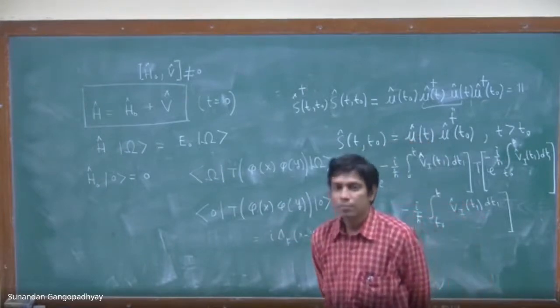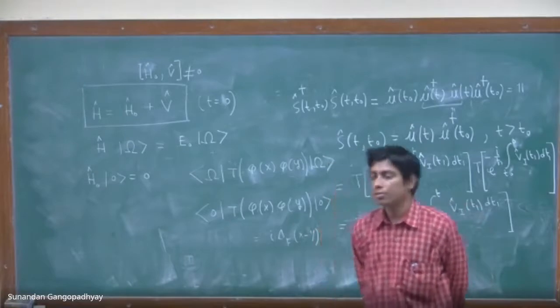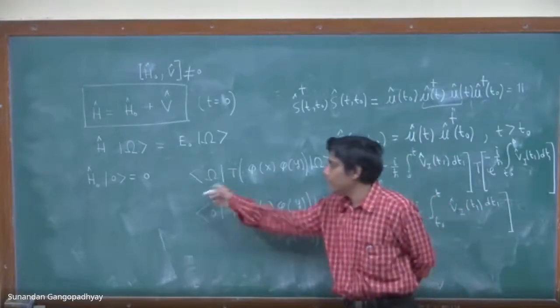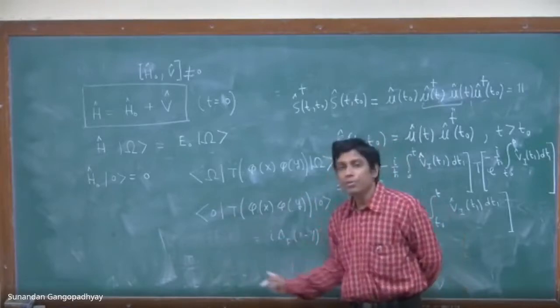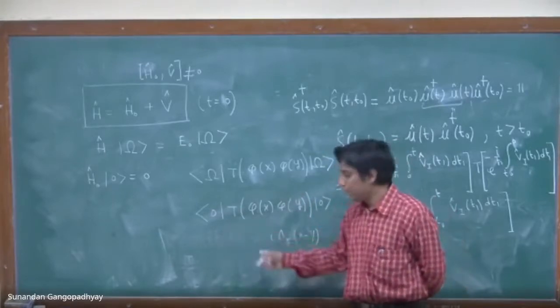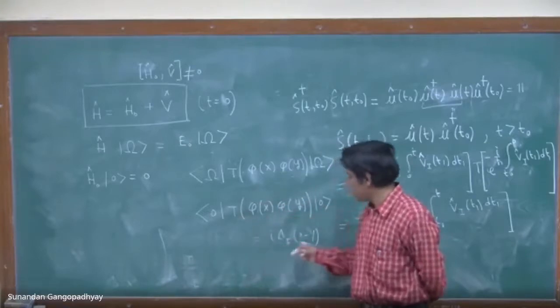This is very important. You should understand this part. This is the quantity that we want to calculate. But we have already calculated a quantity for free fields. Here there were no interactions and we calculated it. It was the Feynman propagator.